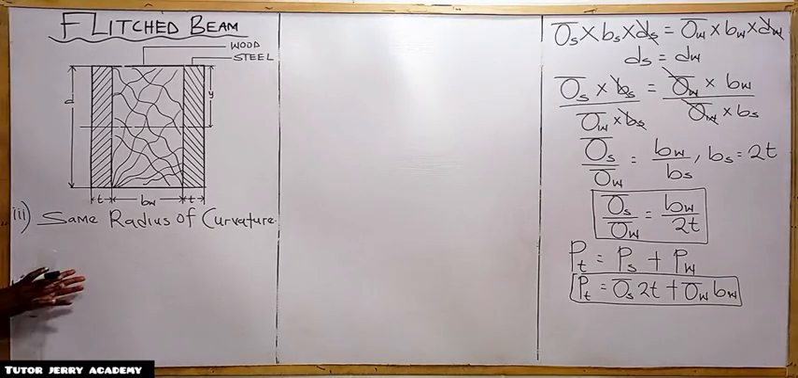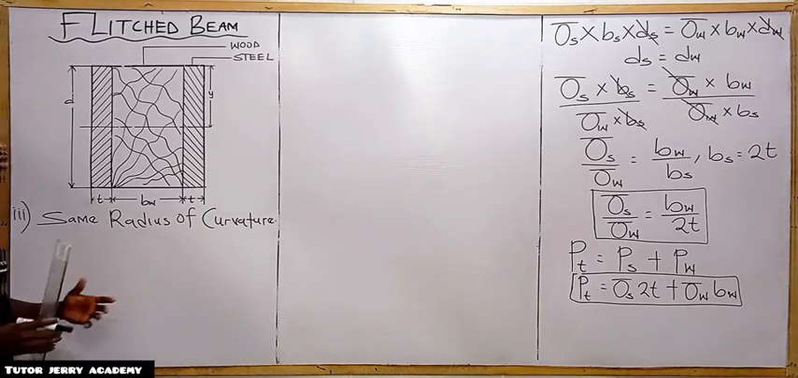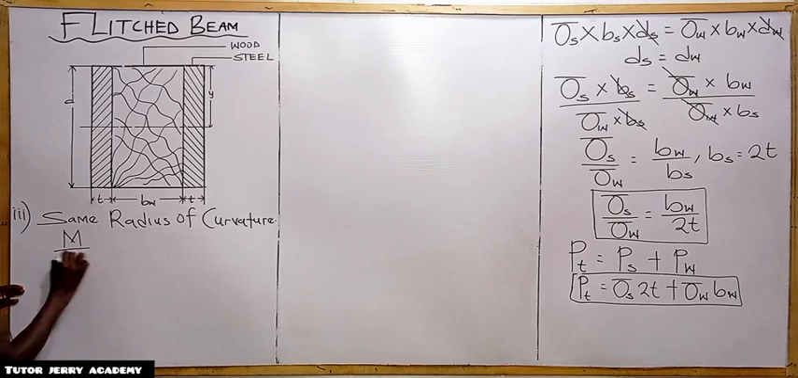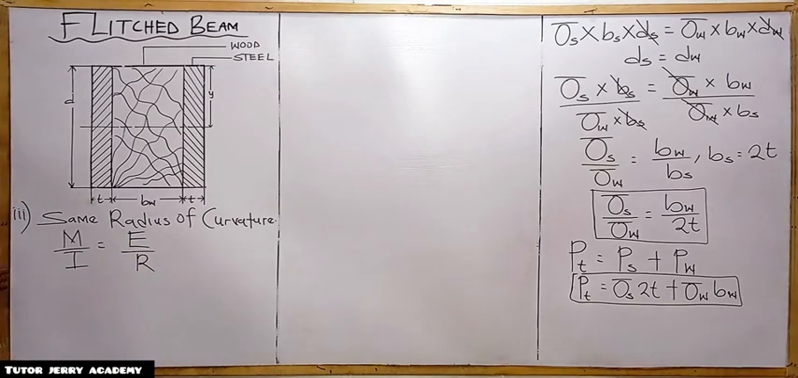So the third point here is they have the same radius of curvature. For us to do this, we are going to recall from our flitched equation that we have M over I equals E over R. I'm sure you know what all of this is. Our M here is our maximum bending moment, our I is our moment of inertia, our E is our modulus of elasticity, while our R is the radius of curvature.